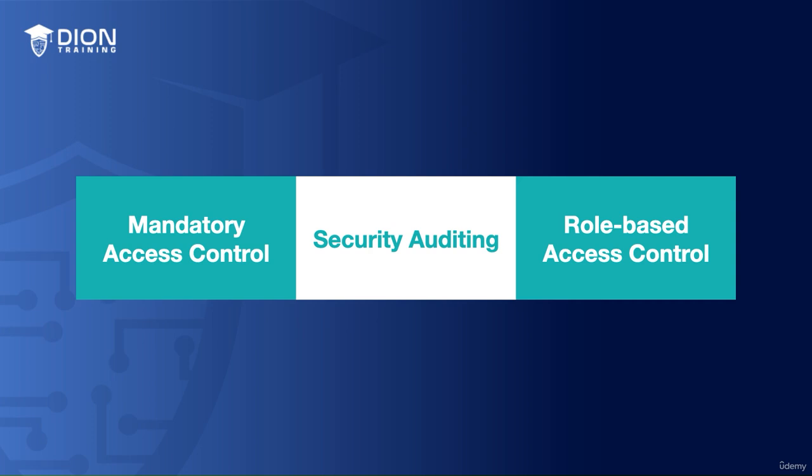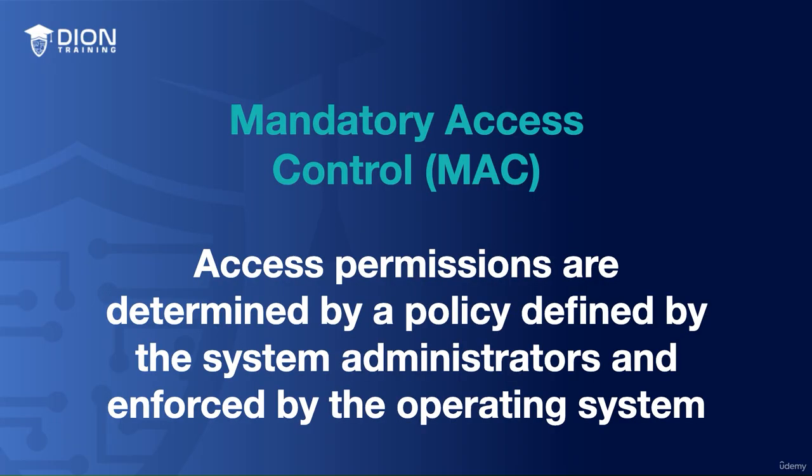Now, trusted operating systems will often include features like mandatory access control, security auditing, and role-based access control to meet these different EAL standards. Now, mandatory access control, or MAC, is one of the key features of a trusted operating system. In traditional discretionary access control systems, or DAC systems, users have some discretion over who can access their data. But in a MAC system, access permission is determined by the policy defined by the system administrators and enforced by the operating system itself.